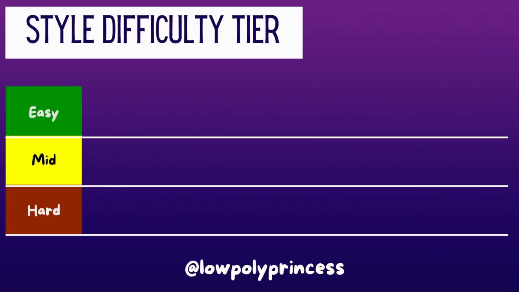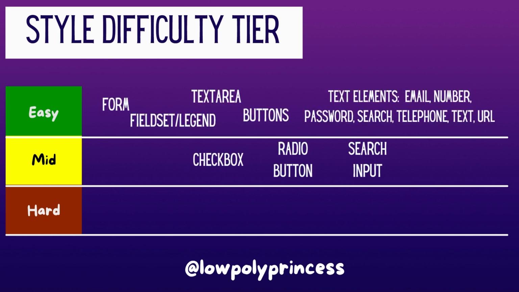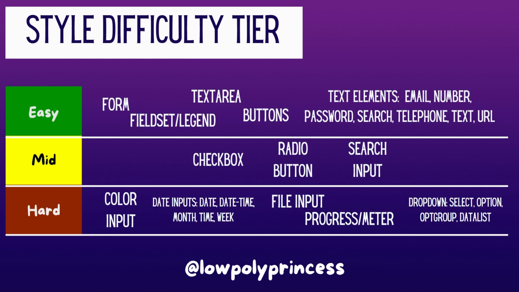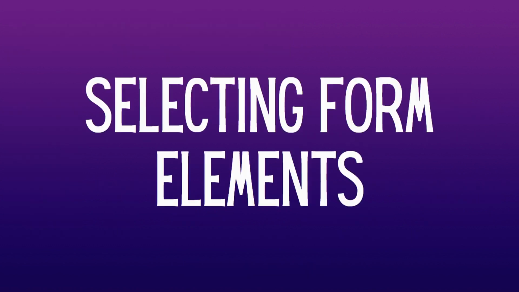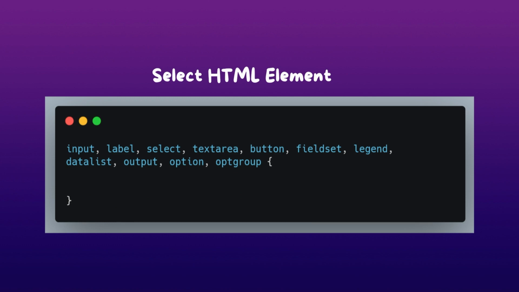I like to break up styling CSS forms into difficulty. Some elements are easy, some are mid, some are hard. Yes, don't worry. Again, we're going to break it all down. When it comes to selecting the actual elements in the CSS, like other HTML elements, you just grab it by its name and give it some styles. You will run into some challenges because there are limitations, which you will learn by the end of this video.